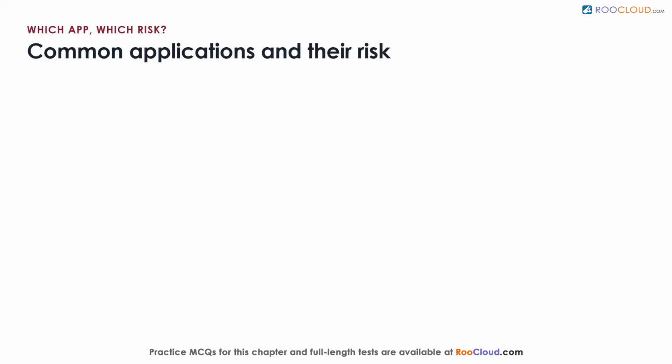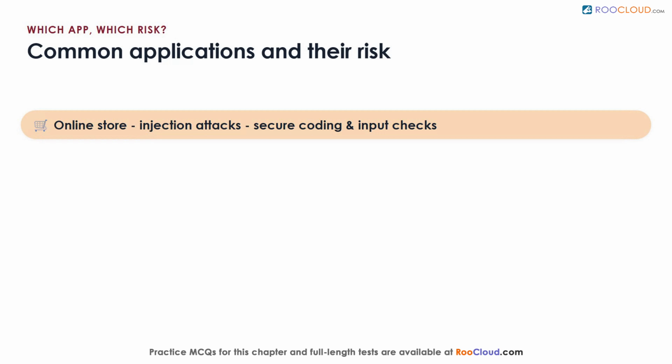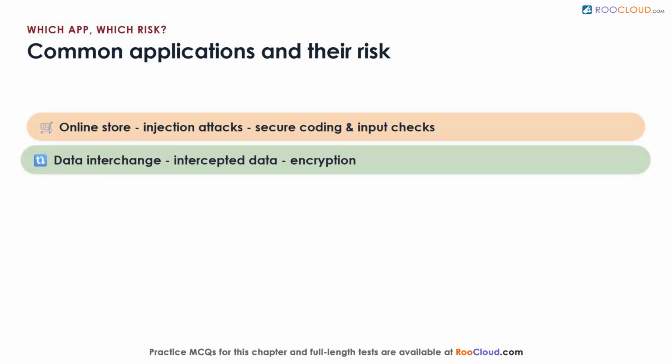Let's look at common applications and their risk. Take an online store. It faces a high risk of injection attacks from the internet. Secure coding, code reviews, and input checks help. Take electronic data interchange between partners. Data in transit can be intercepted or altered. Encryption protects its confidentiality and integrity.